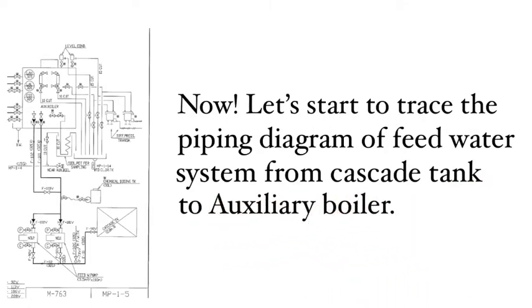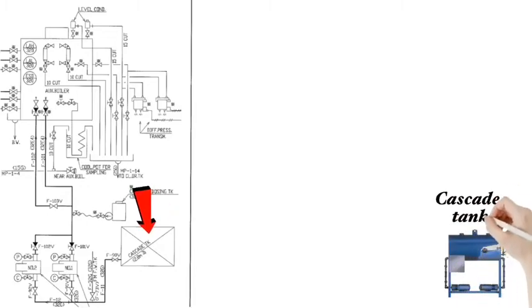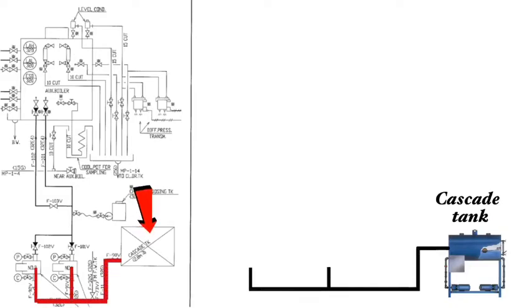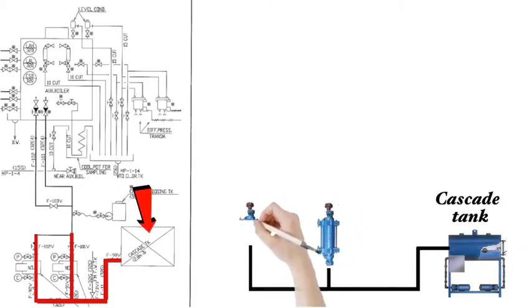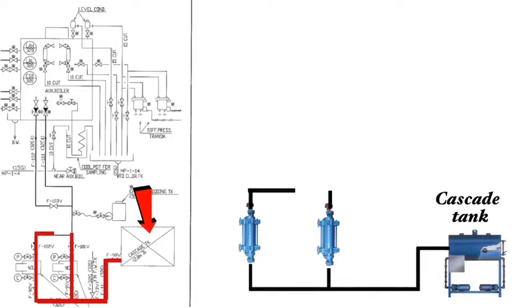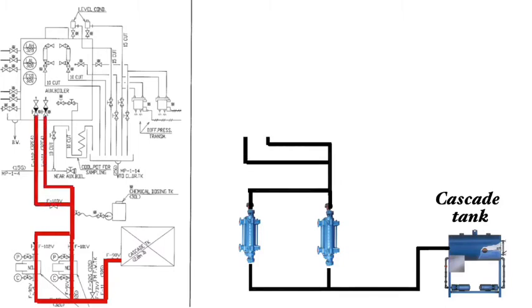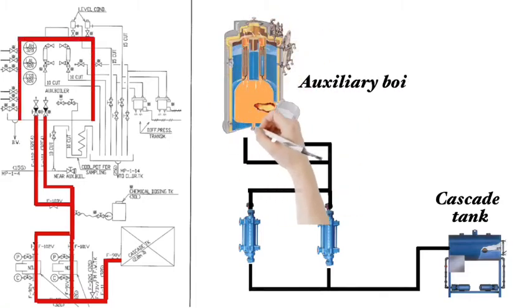But before that, I would like you to know the importance of piping diagram onboard. Okay, let's start guys. Our cascade tank supplies hot water feed to the boiler water drum, which is heated to generate steam. The water flows through pipes connected to the feed water pump. From the feed water pump, the water continues to flow through the pipe connected to our auxiliary boiler.